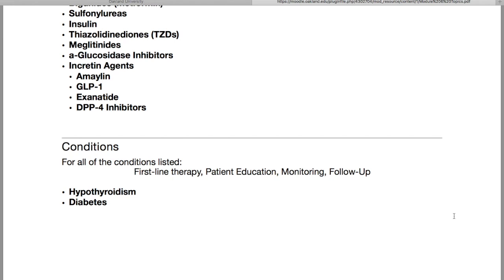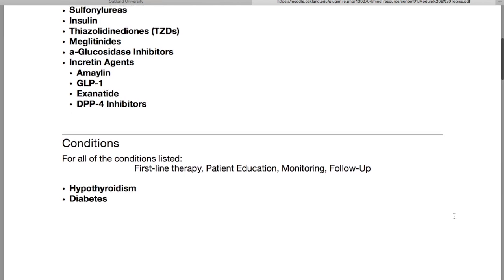We're not going to discuss hyperthyroidism, as that is best managed by endocrinology. So as far as primary care, we don't really do a whole lot with hyperthyroidism other than diagnose it and send them to the specialist. So we're not going to cover those drugs in this module.